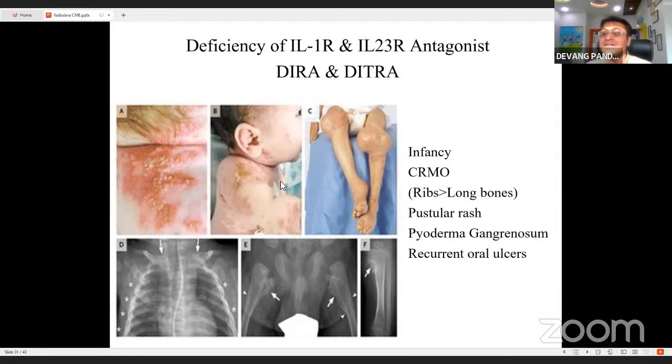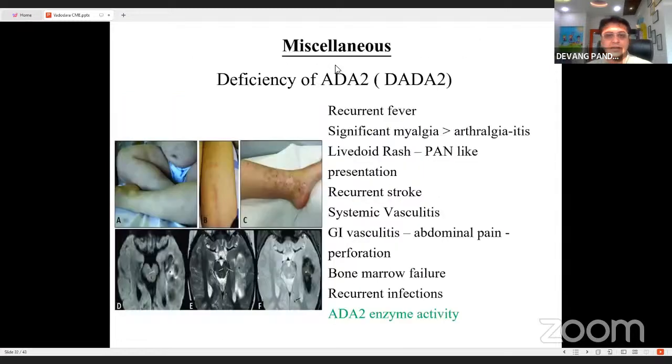And this is present in infancy age. Now, miscellaneous, this is a famous disease. We know that DADA-2 comes under miscellaneous, because its etiopathogenesis workup is not fitting into any categories. What is the commonest presentation of DADA-2? Recurrent fever with livedoid kind of rash.